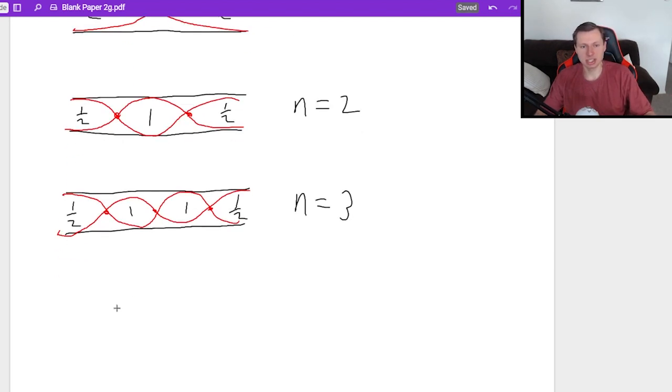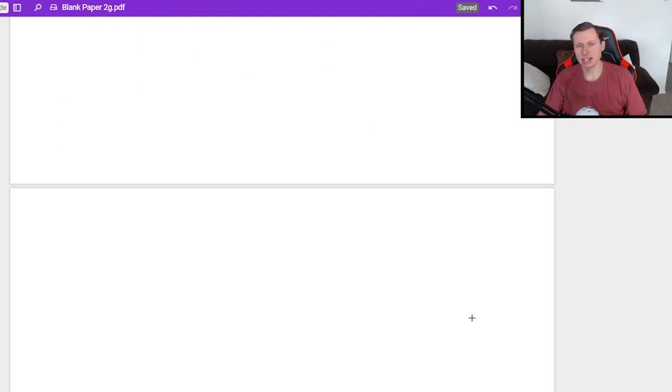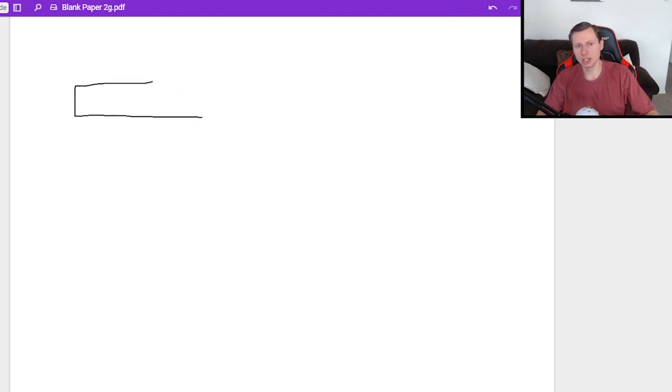And once again, we have the same formula for wavelength. Wavelength equals 2L over n, where n is the harmonic number. And we're going to use this equation, V equals lambda times F, for almost all of these. And then the last example we can have is the one end open, one end closed. And this one does follow a different formula for the wavelength.